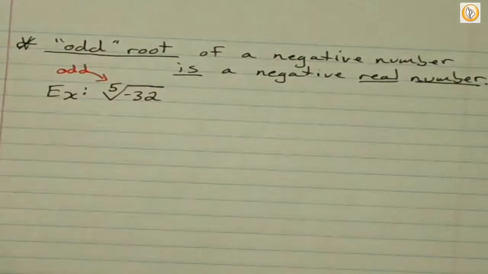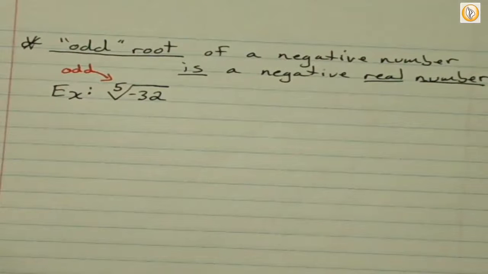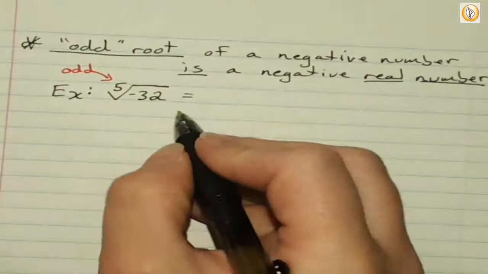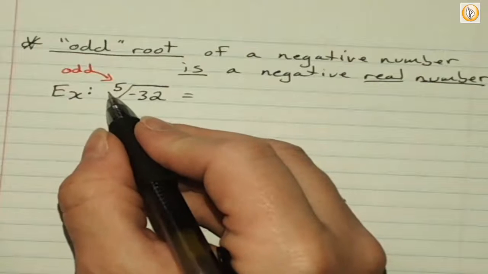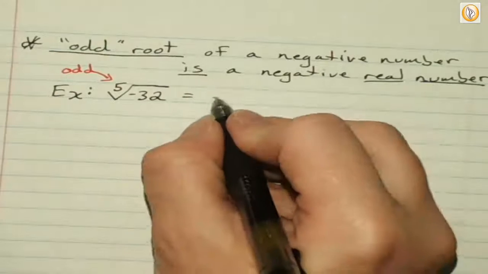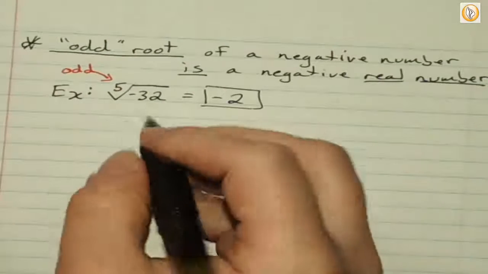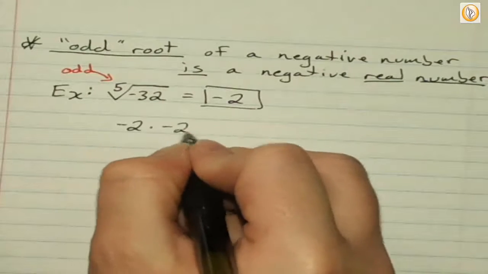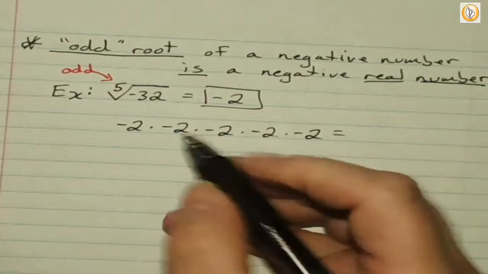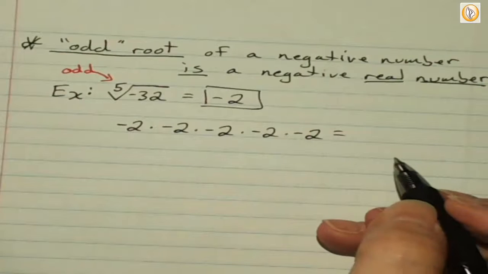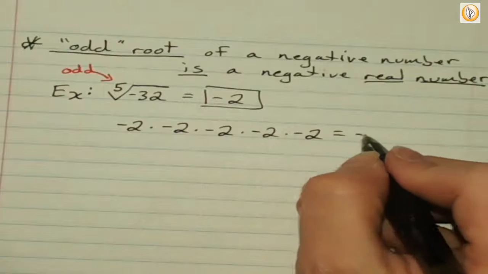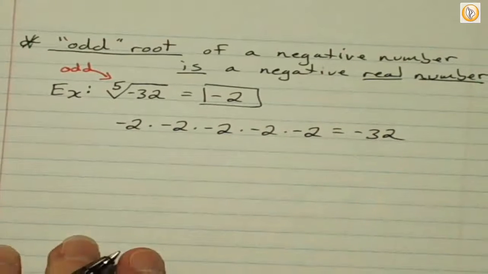That's an odd number. So, what number times itself 5 times can get us negative 32? Negative 2. Because if we were to do negative 2 times negative 2 times negative 2, negative 2, negative 2, if you multiplied all these together, 2 times itself 5 times, you would get negative 32. So it is real.